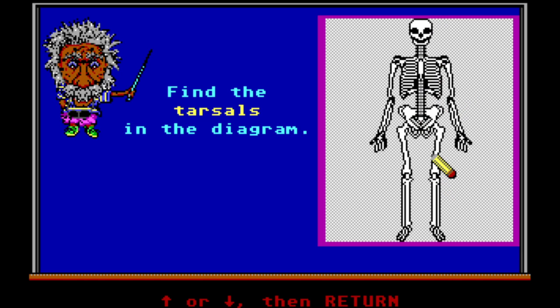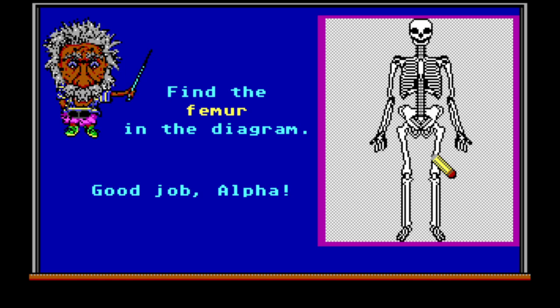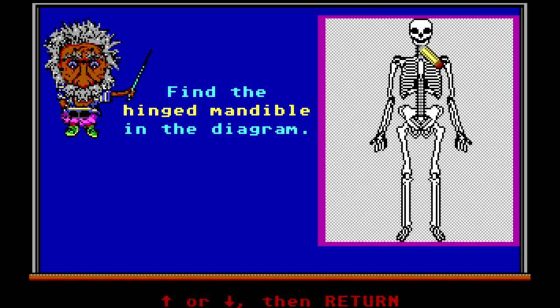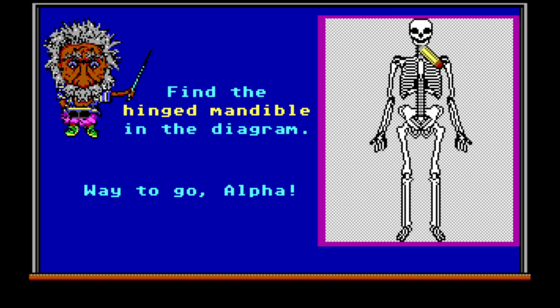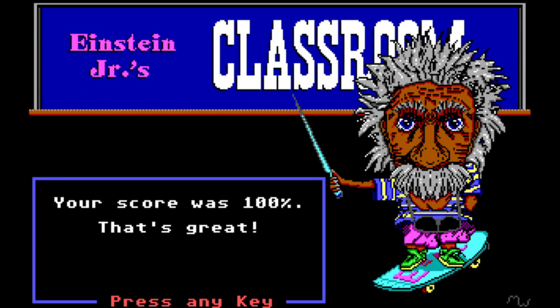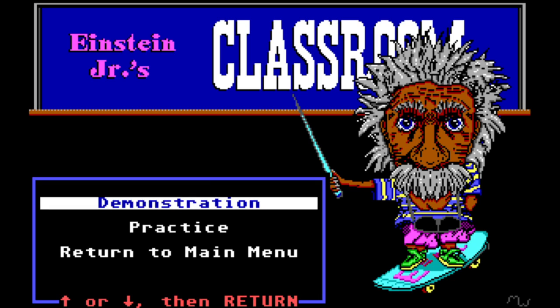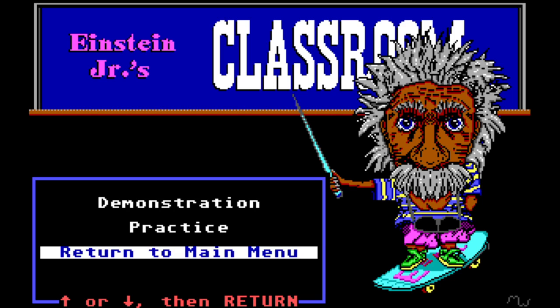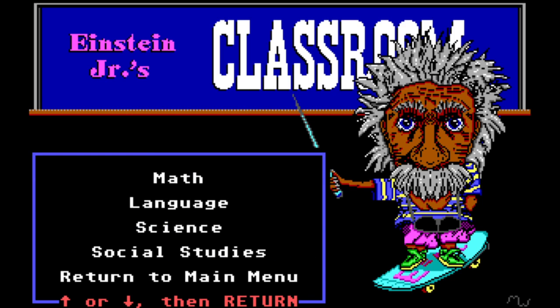The tarsals, I guess, is what they would consider the foot. The tibia is the front of the calf. Okay. The fibula is the back of the calf. The femur is the thigh. The hinged mandible would be the lower jaw. And that's it. What, no ribs, no clavicle, no scapula, no nothing complicated? Too bad.